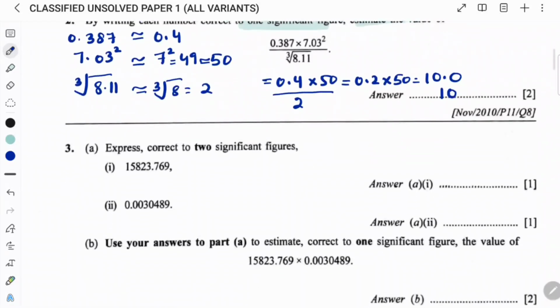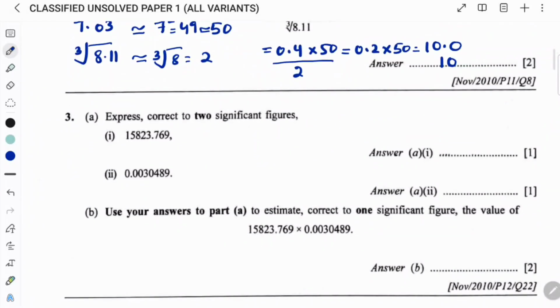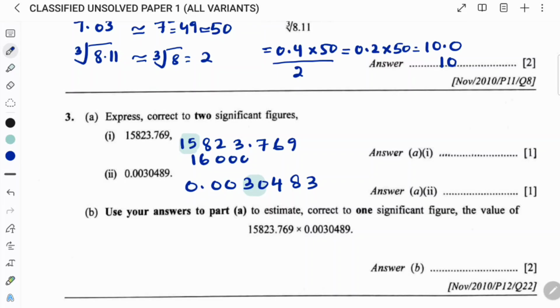Okay, now question number 3. In question number 3, we have to round off to two significant figures. We have 15823.769 and this number is 0.0030489. Two significant figures is this much. The next number is 8, so I can write down 16, but I have to put extra zeros there.